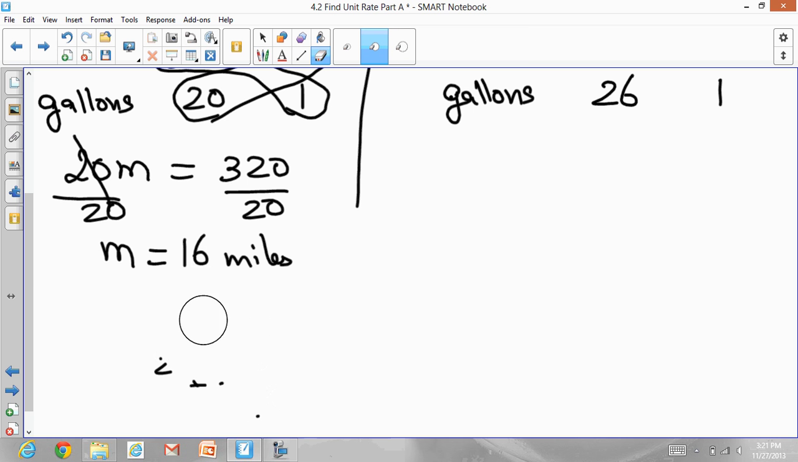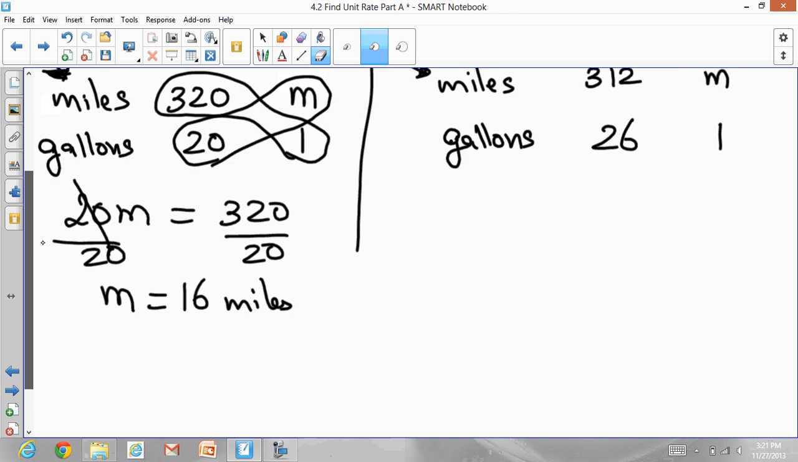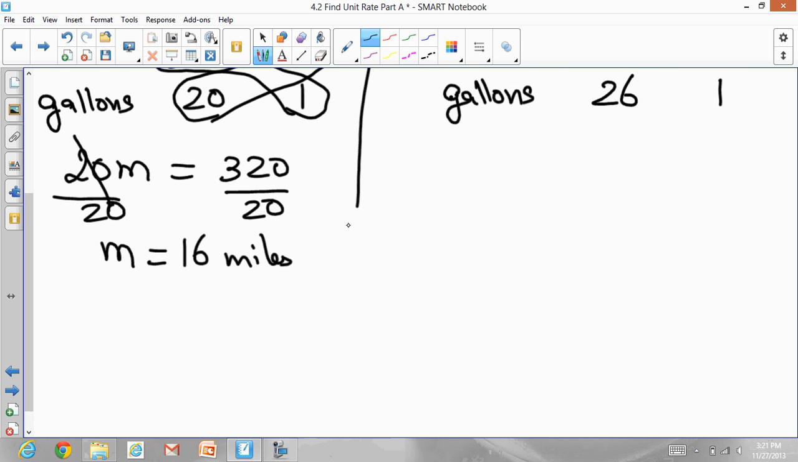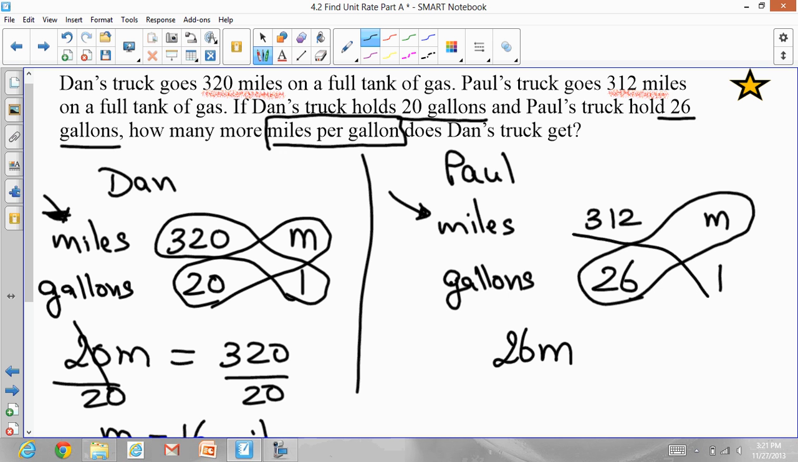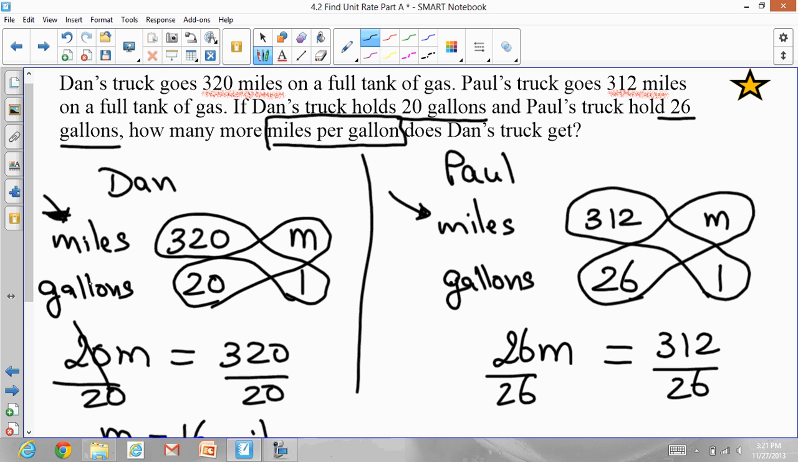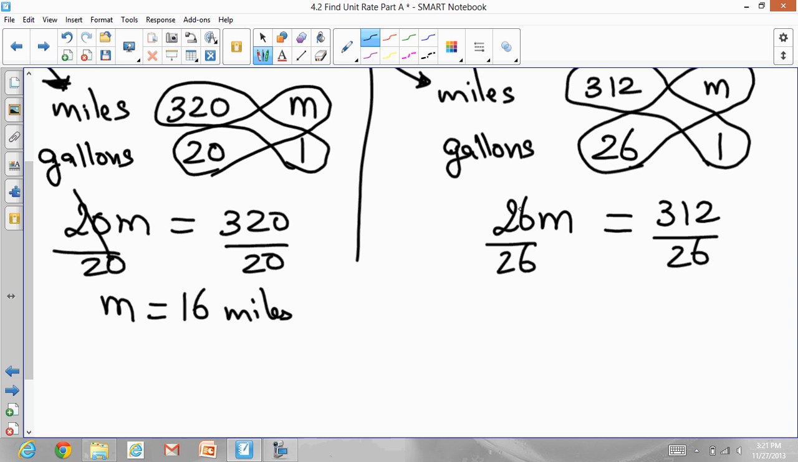Now let's do the same thing for Paul. In Paul's case, we are doing the same thing. 26 multiplies M to give you 26M. 1 multiplies 312 to give you 312, equal sign. You want to find M, so divide by 26, divide by 26, cancel. See how you are getting the M alone? That is how you get rid of your 26.